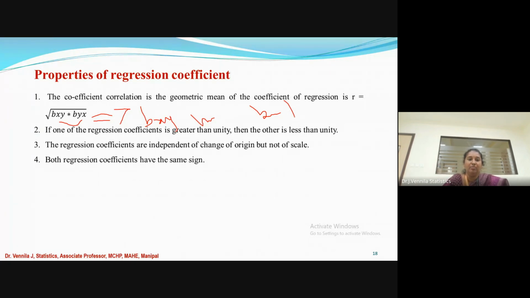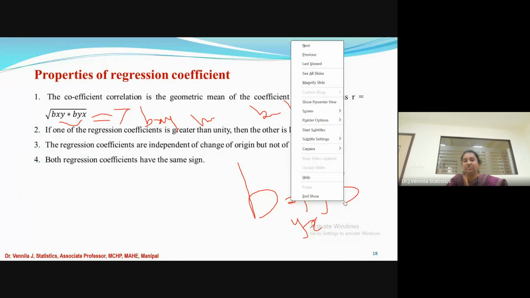Both regression coefficients, bxy and byx, have the same sign. The b is the constant coefficient term. Only xy and yx are different, but the coefficient, beta, will not change. So for both, beta is the same thing.